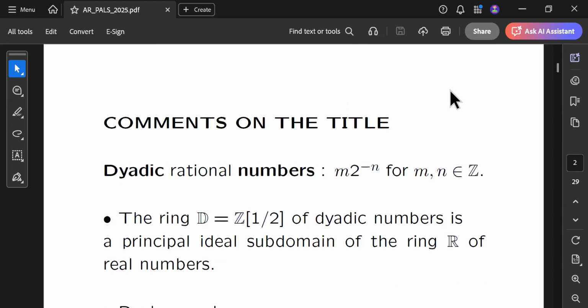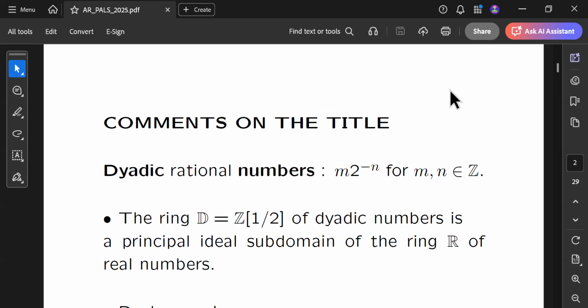First, let us recall that the dyadic numbers are just rational numbers whose denominator is a power of 2. They form a principal ideal subdomain of the ring of real numbers. And this is the smallest subring of R containing all integers and with 2 invertible.